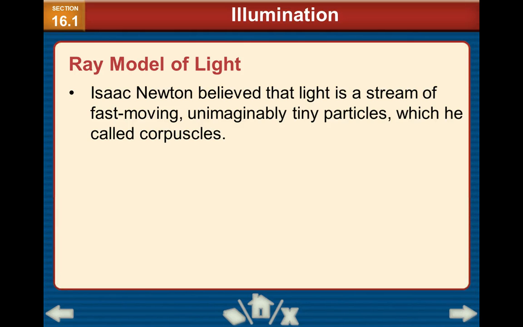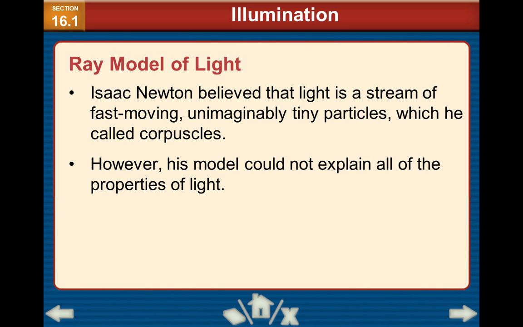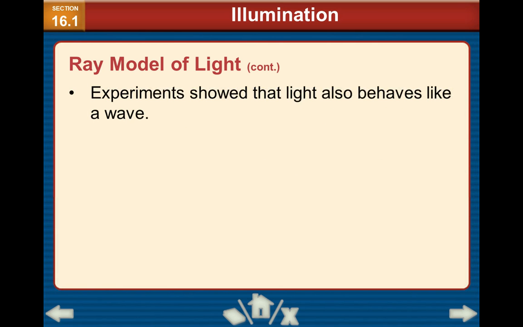Okay, so Newton was the first one really, when he was imagining light, he was imagining unimaginably small particles he called corpuscles, fast moving. What do we call those today? Answer, photons. Okay, but his model kind of fell short. Couldn't explain all the properties of light. Quite honestly, no one model can show all the properties of light.